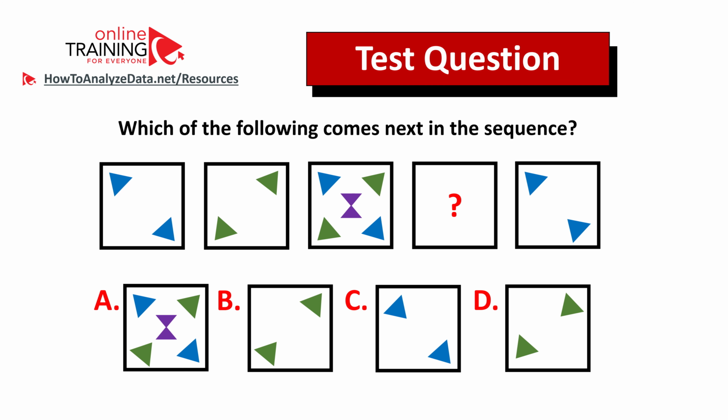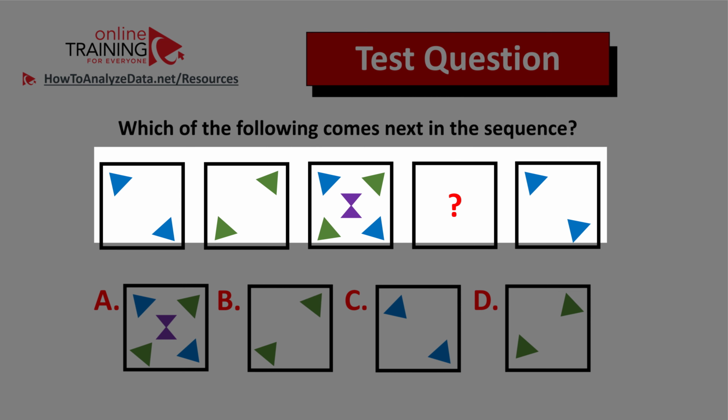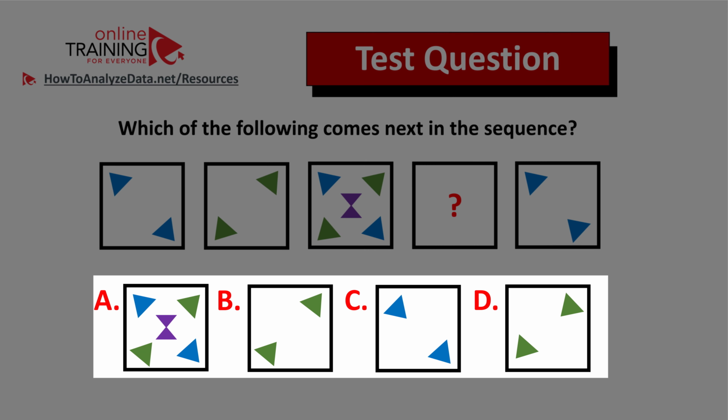Here is the question from the test you can try to solve on your own. Which of the following comes next in the sequence? You're presented with the sequence of 5 squares, and square number 4 is missing. You also have 4 different choices to answer this question. Choices A, B, C, and D.